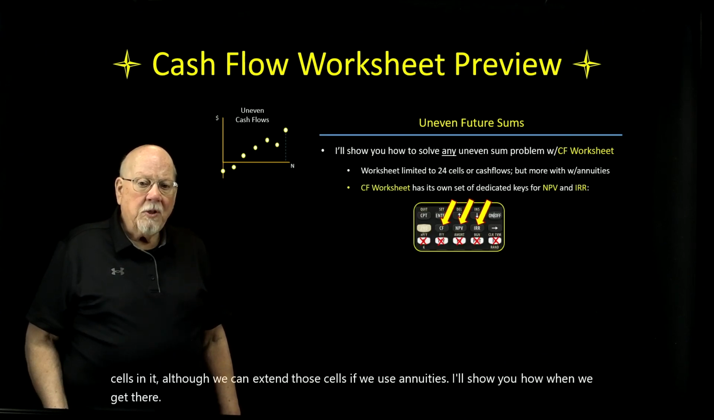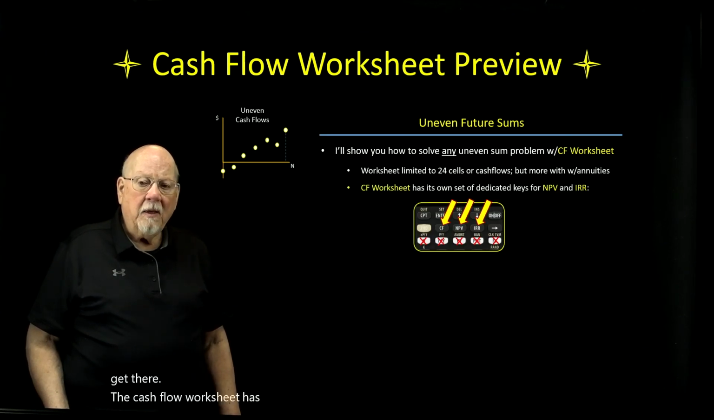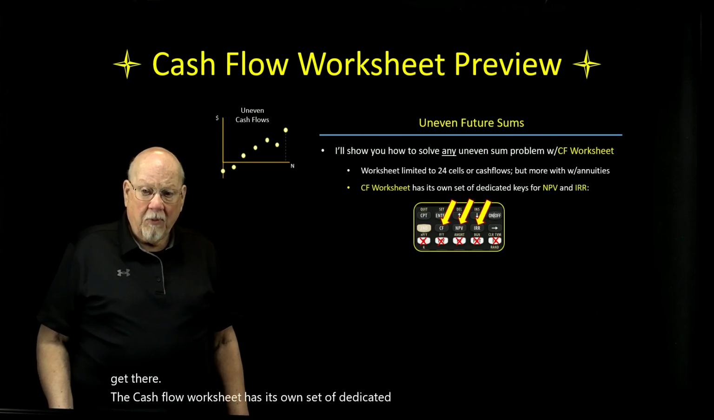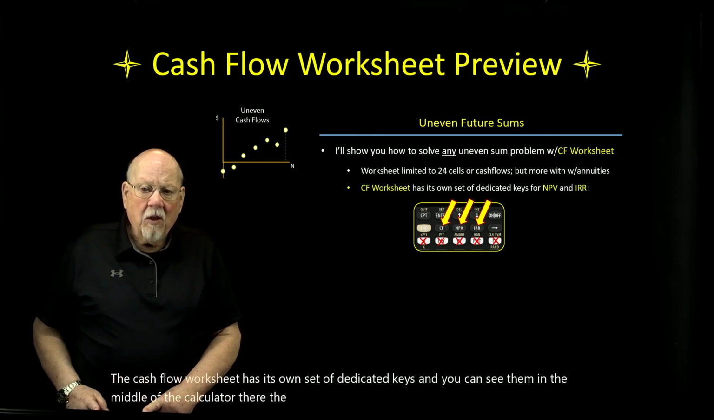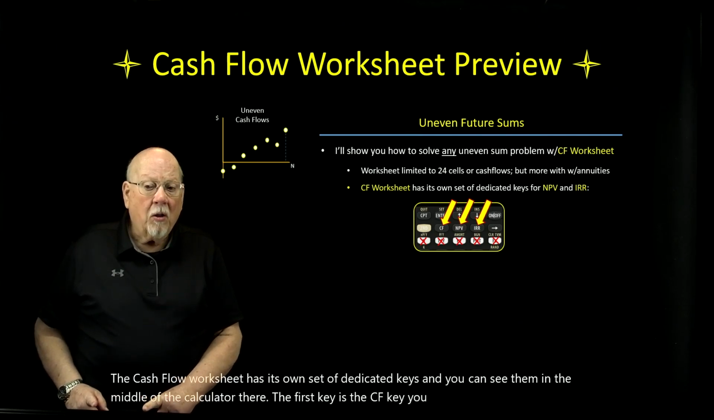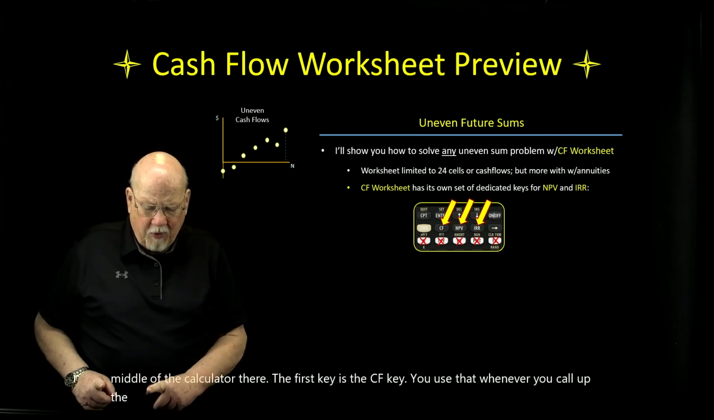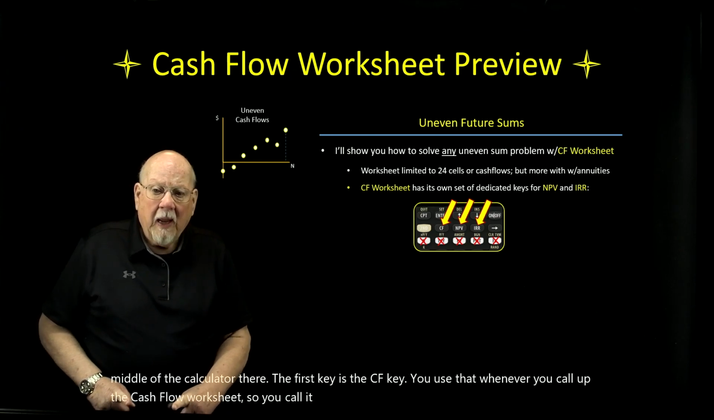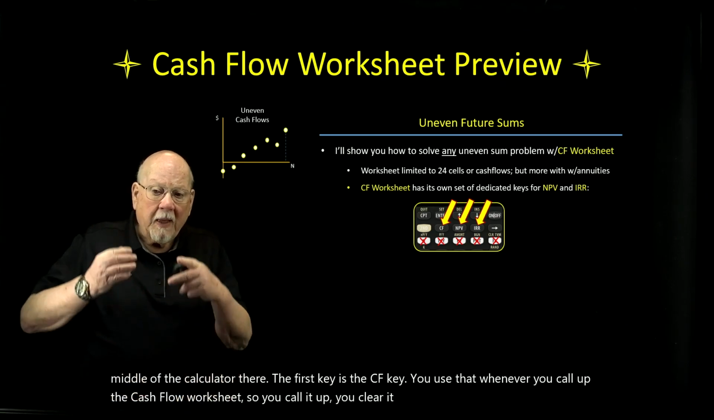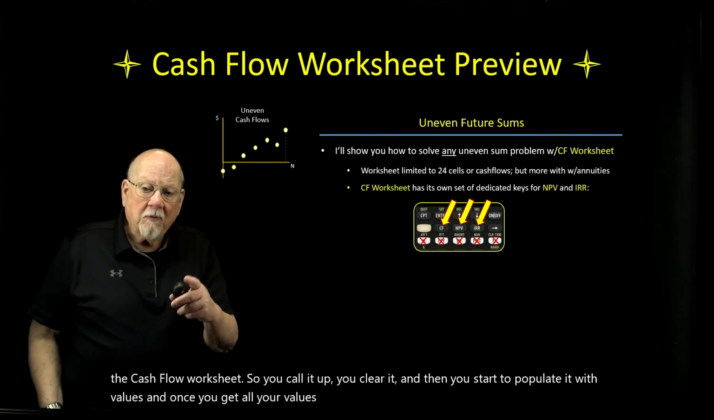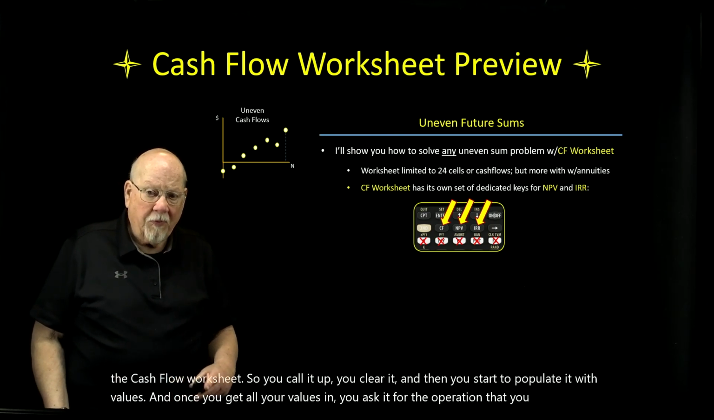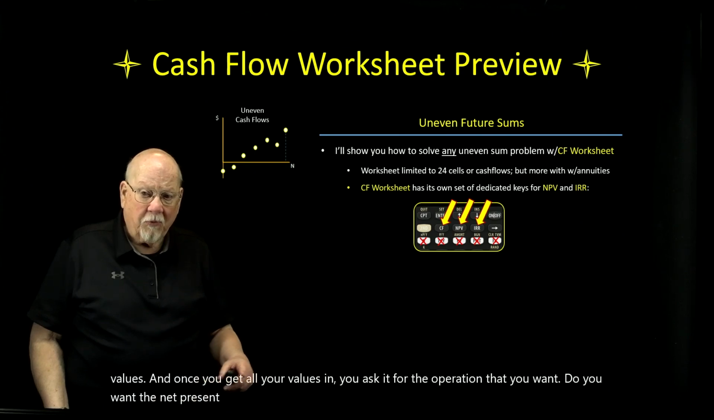The cash flow worksheet has its own set of dedicated keys, and you can see them in the middle of the calculator there. The first key is the CF key. You use that whenever you call up the cash flow worksheet. So you call it up, you clear it, and then you start to populate it with values. And once you get all your values in, you ask it for the operation that you want. Do you want the net present value, or do you want the internal rate of return?